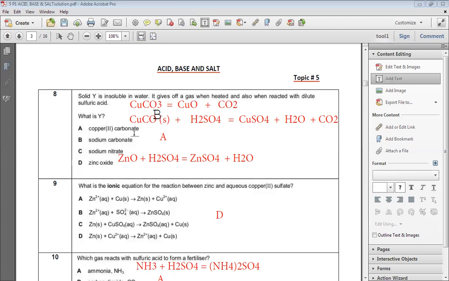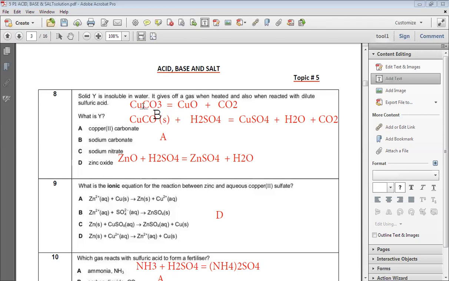So copper carbonate is insoluble and zinc oxide is also insoluble. But you can check the difference. B and C both are soluble, so they cannot be selected as an answer. Why did we not select option D? The reason is zinc oxide cannot produce a gas when it is heated, and when it reacts with sulfuric acid, it produces water vapors, not a gas. So option A is correct.